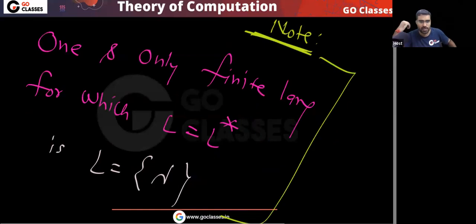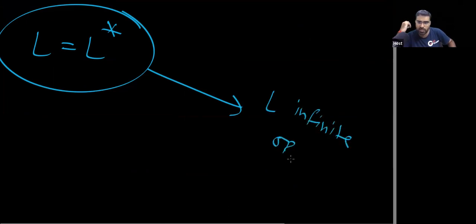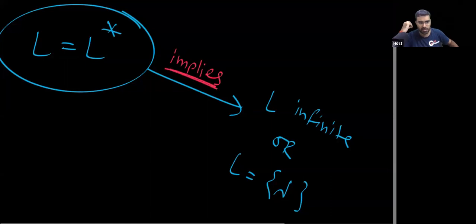Very simple. I can write it here. L equal to L star implies either L is infinite or L is equal to this. So this is your final conclusion. Now let's move on.